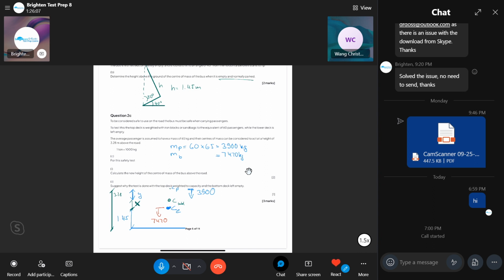Okay. They will be. Otherwise, the bus will topple, right? Because it says it must be safe and carrying passengers. And when it has 60 passengers, it should still be okay. Oh, so that's for the safety test. So it's indirectly said.